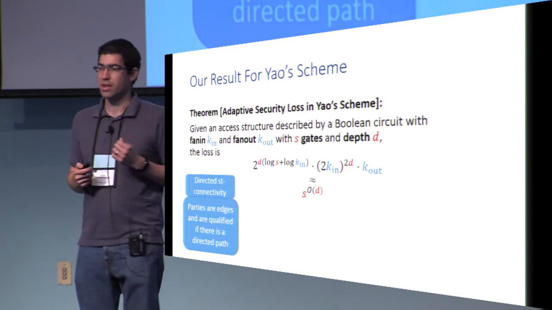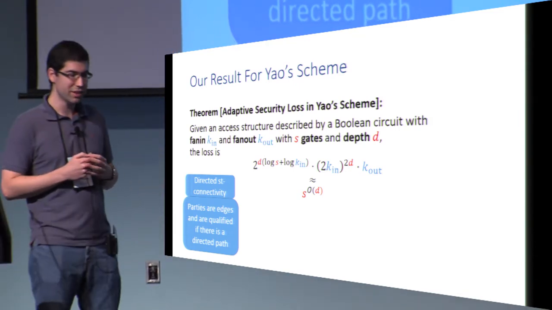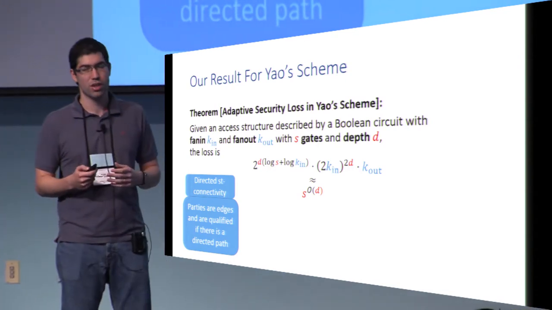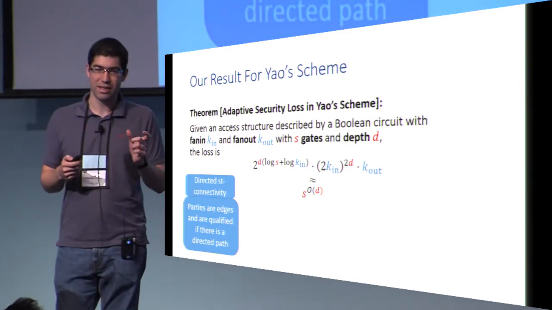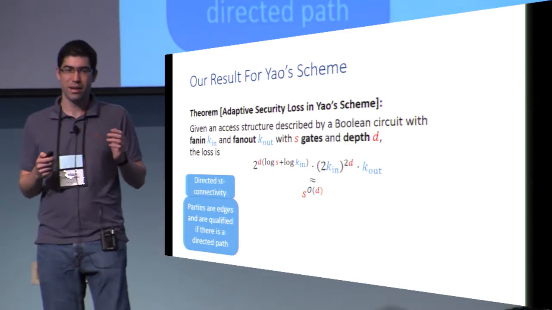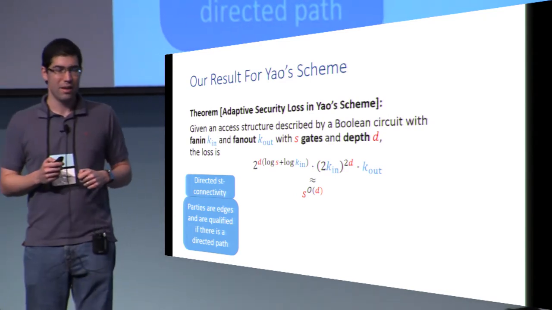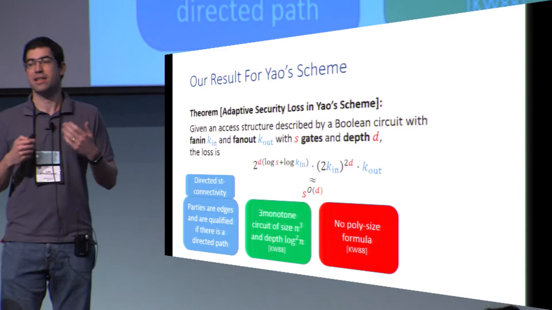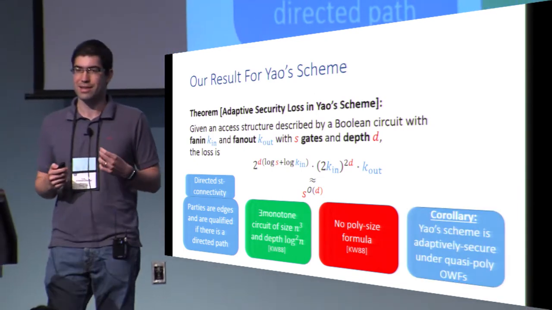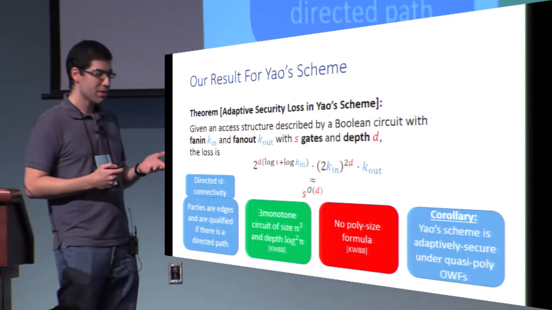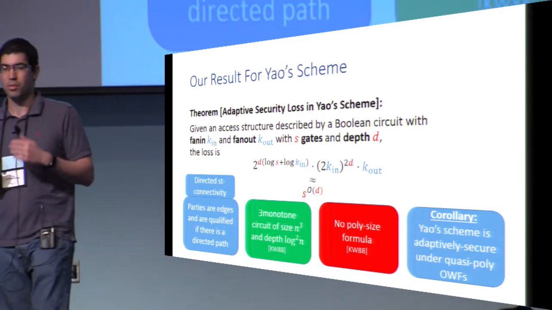One notable example is an access structure called directed ST connectivity. It's an access structure in which parties are edges in a graph, and the qualified sets are those that form a directed path from some specified vertex S to some specified vertex T. Before this work, we didn't have any adaptively secure construction for this access structure in which the security loss is less than 2 to the n. With our result, the security loss is only quasi-polynomial. It's only 2 to the polylog.